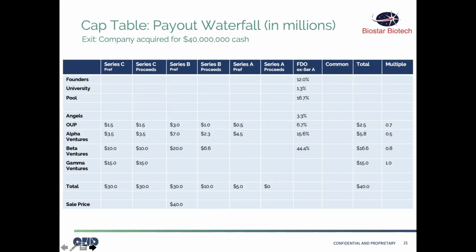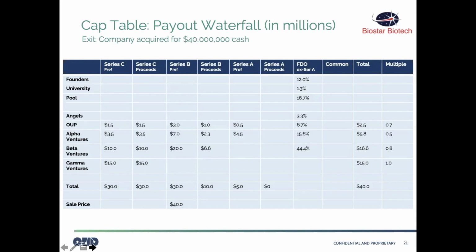So if you look at the Series B, the third column, that's what was invested. That was 30 million, and you have to cut that by a third because there's only 10 million available. In the fourth column, the Series B proceeds, you can see what is actually allocated to those investors. Then you go to Series A because they're next, and the preferences are 0.5 and 4.5. That was the 5 million invested in Series A, but guess what? There's no money left because the C and the B took it all. So Series A gets 0.